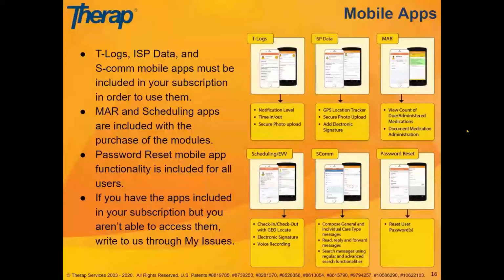Mobile applications. The mobile app now has T-logs, ISP data, and SCOM, is included in the subscription in order to use them. MAR and scheduling apps are included with the purchase of those modules. So those are additional purchases. Password reset functionality is included for all users. If you have apps included in your subscription, but you aren't able to access them, please write us through My Issues and request the activation.